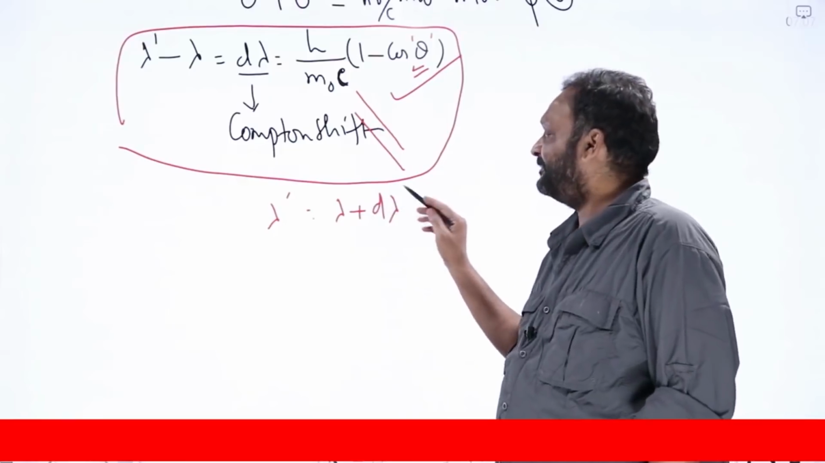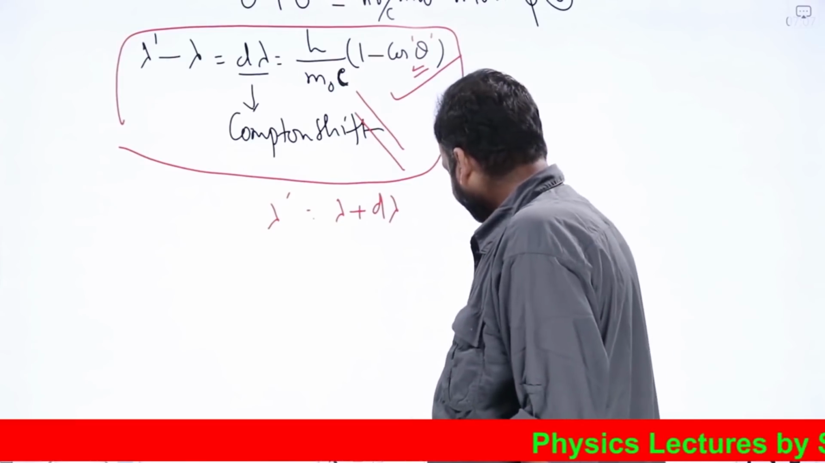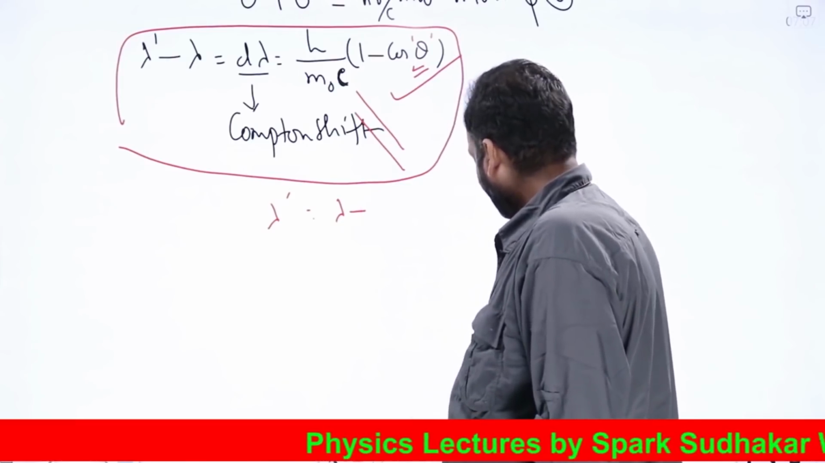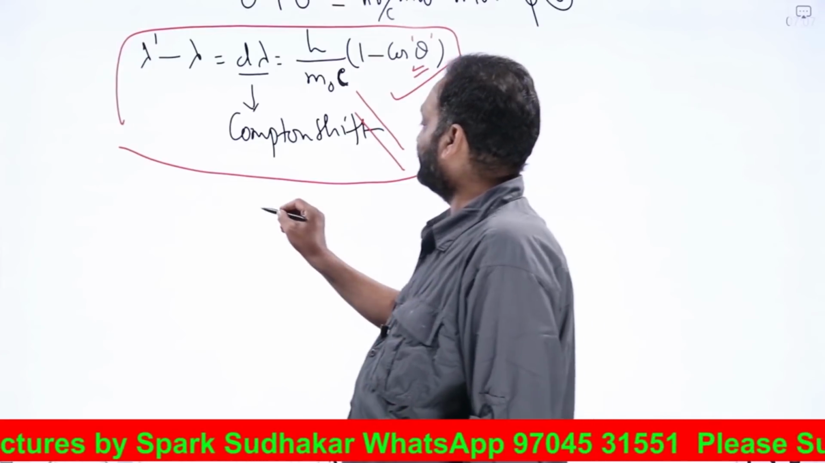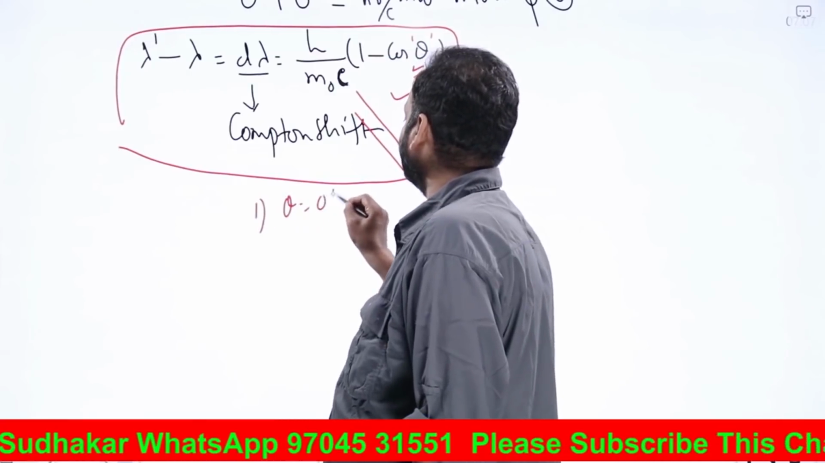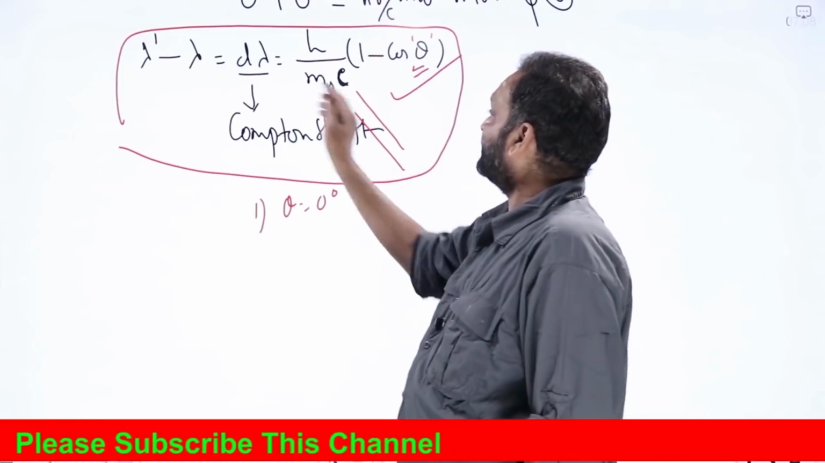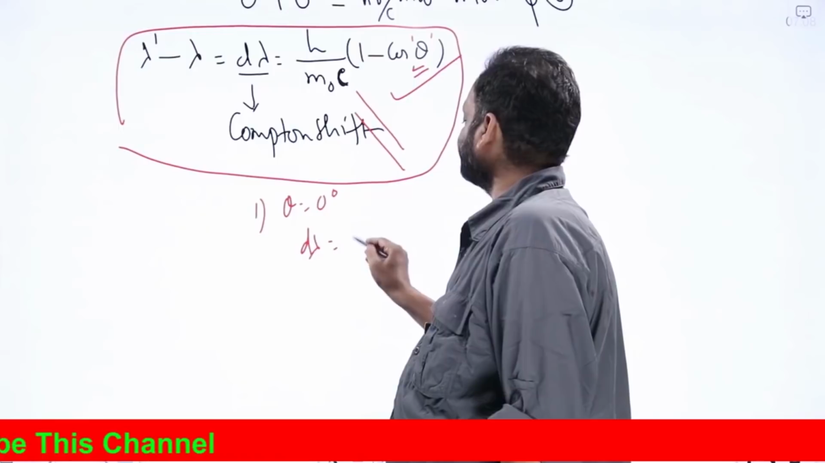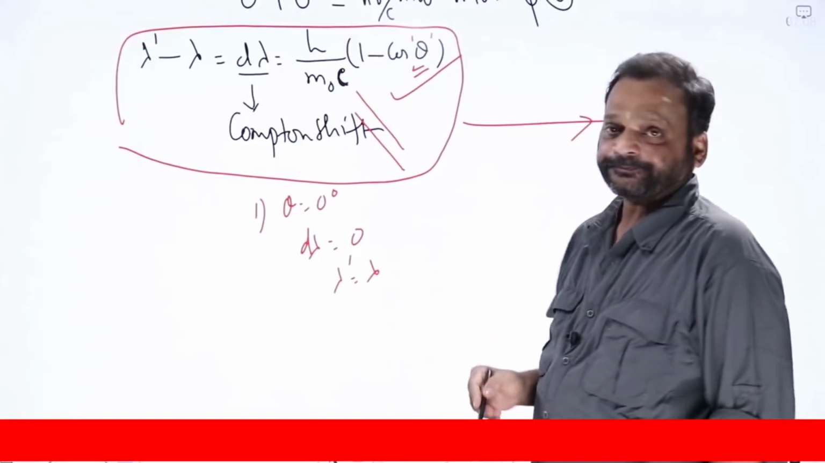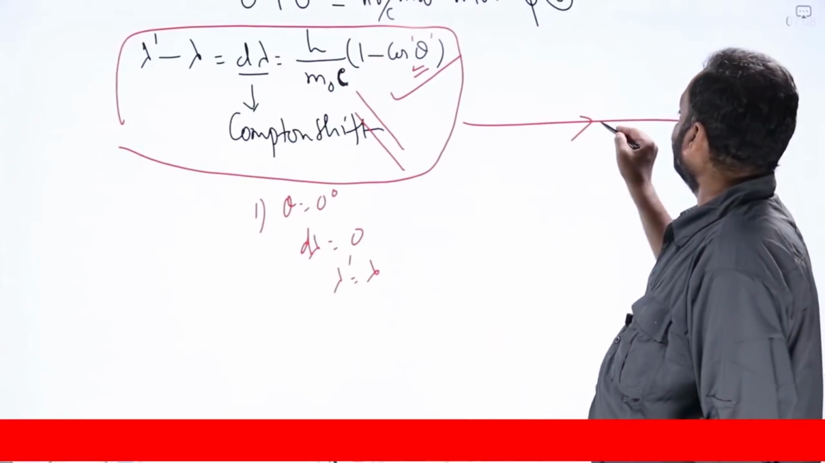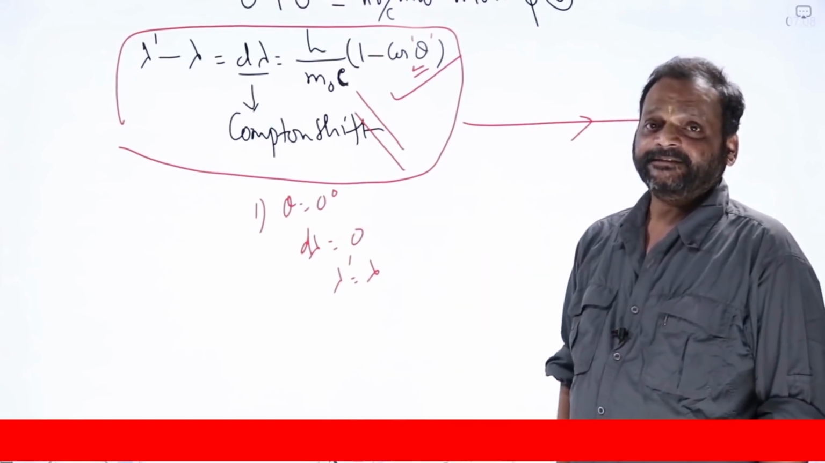Okay, but the Compton shift d lambda is independent of the incident wavelength. Now I'll put case 1, theta equal to 0 degrees. What happened? Cos 0 is 1, 1 minus 1 is 0, so lambda dash minus lambda, d lambda, equal to 0. This means lambda dash equal to lambda, in the direction of the incident photon. When theta is equal to 0, there is no Compton shift. Compton shift does not exist.